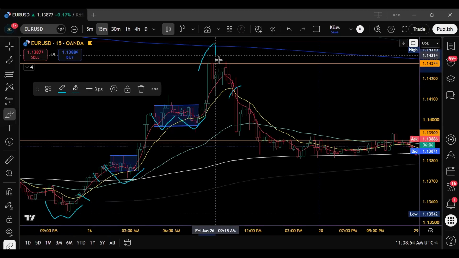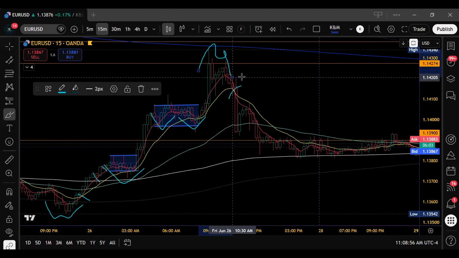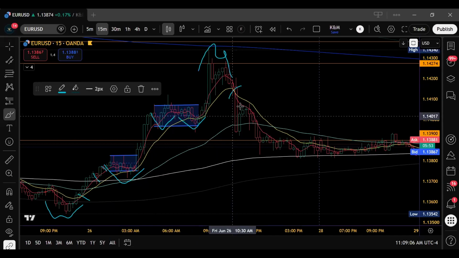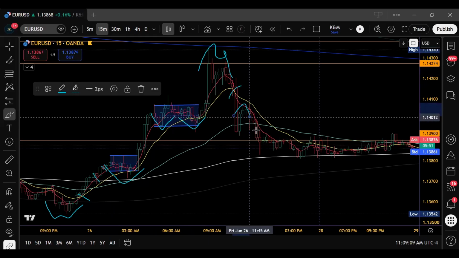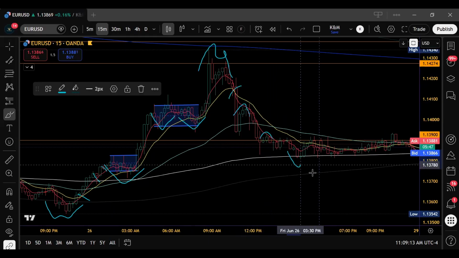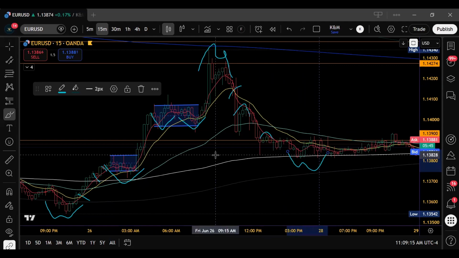And then it did the M. I guess I did a cursive one. So with buys, there's W, V, V, M. And with sells, there's M, A, W.